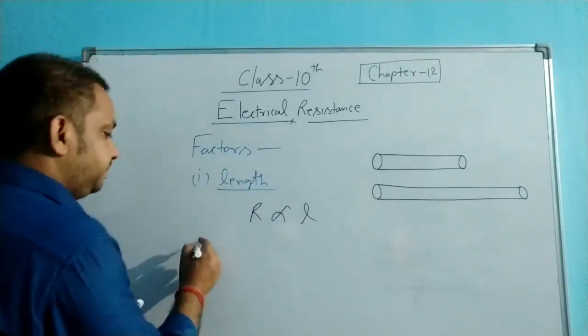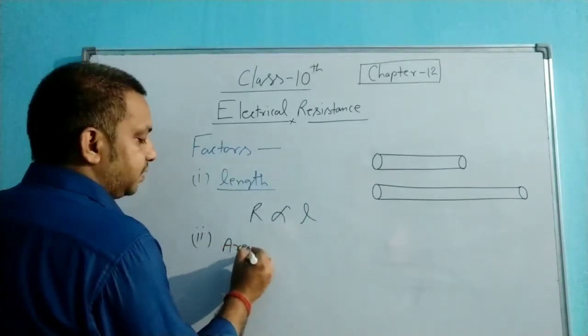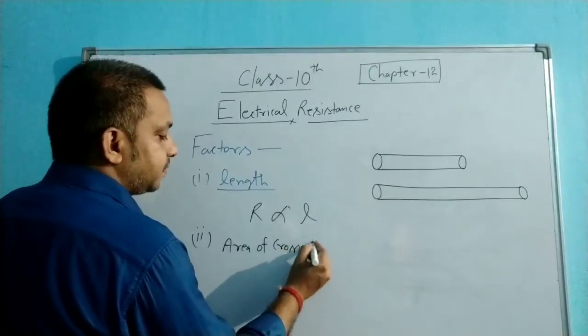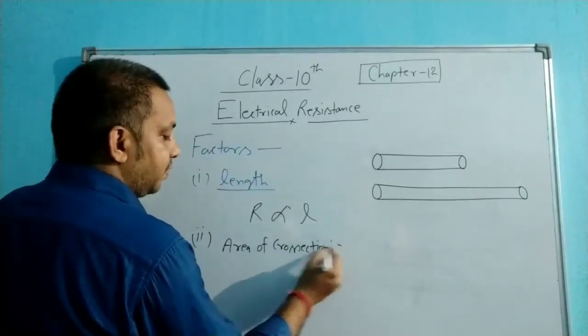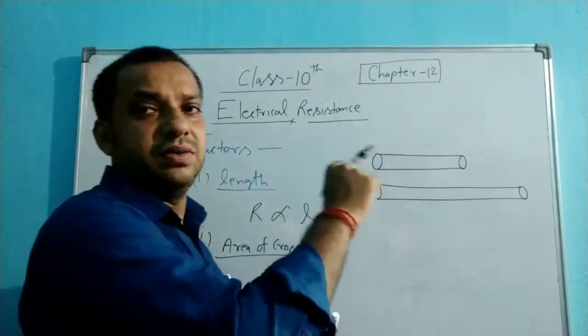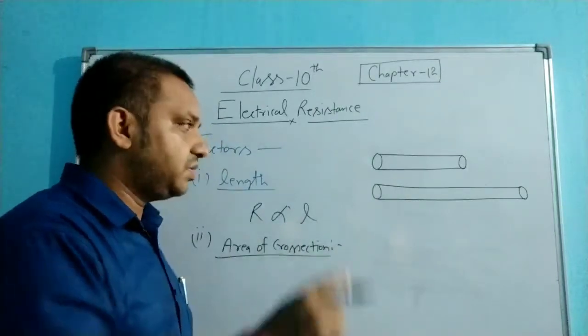The second factor is the area of cross section. So what is the meaning of area of cross section? That means the thickness of the wire. You simply get a 1 mm wire, 2 mm wire like this. So that is the area of cross section.